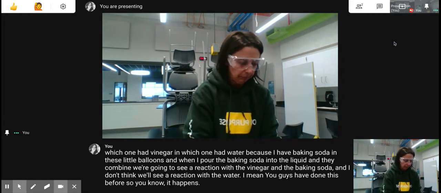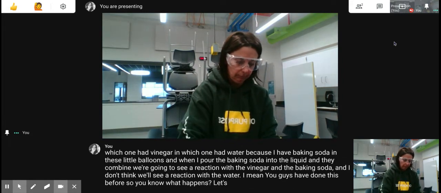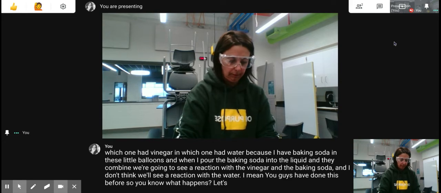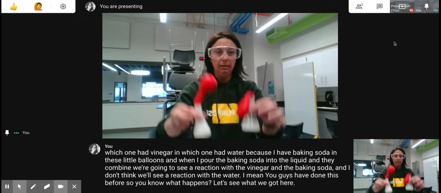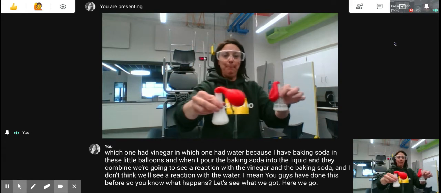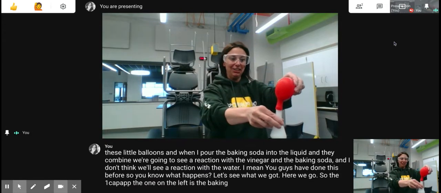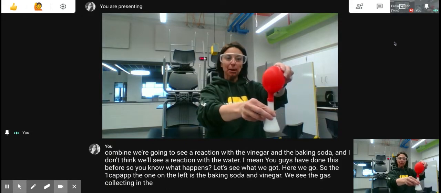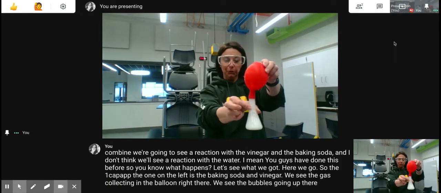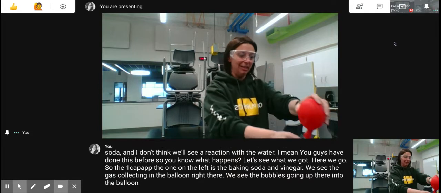So let's see what we got here. Here we go. So the one, it's gonna pop. The one on the left is the baking soda in vinegar. So we see the gas collecting in the balloon right there. We see the bubbles going up there into the balloon. It's kind of cool.